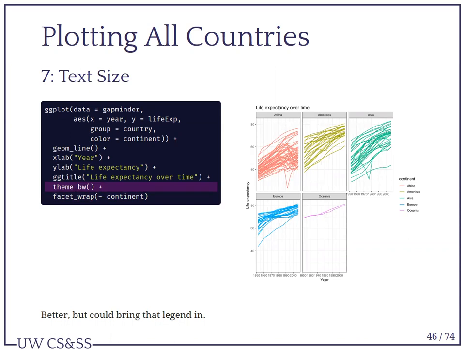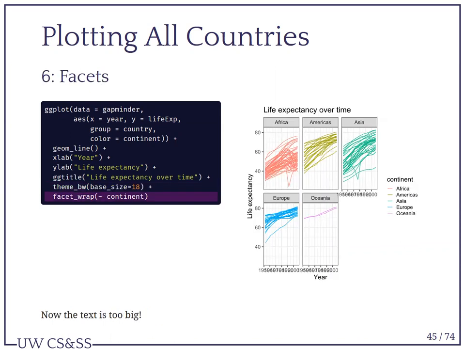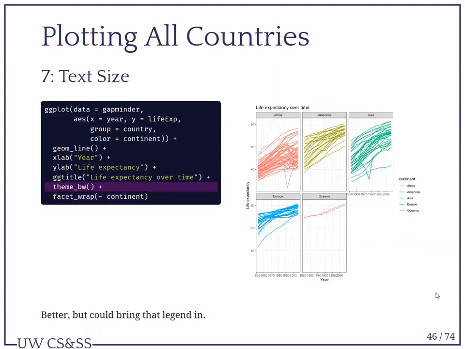We can adjust the text size. One way we can do this is by getting rid of this base size 18 so that these years aren't overlapping. They'll get really small, but that's kind of okay, depending on how this graph is going to be used. One thing we could do to improve this graph even more is get that legend to not be all the way over to the edge.